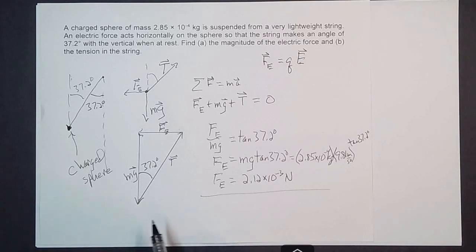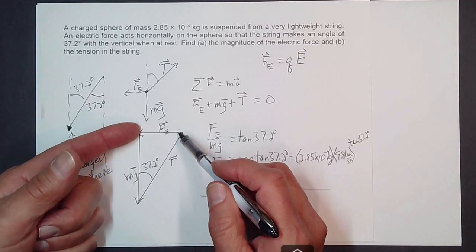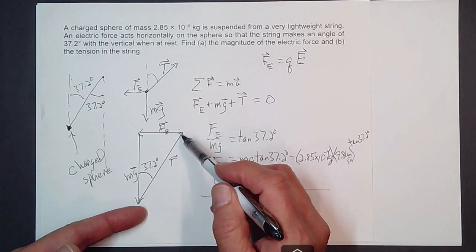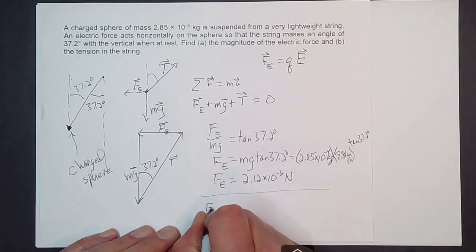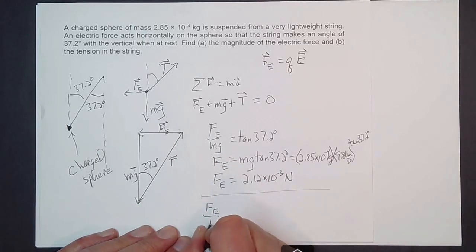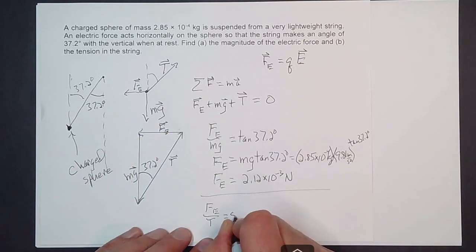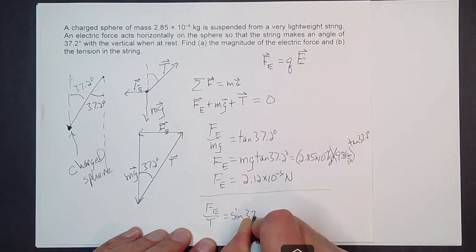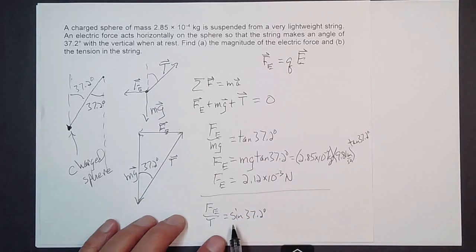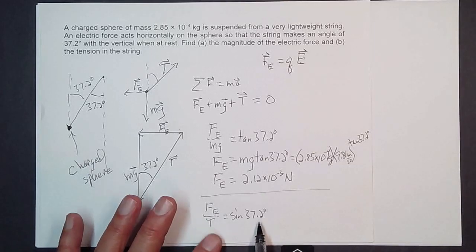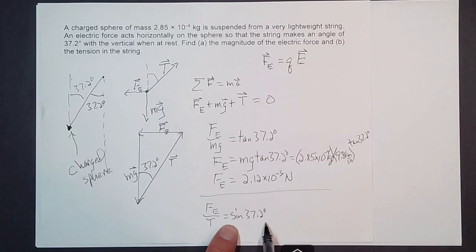Well, now that I know F sub E, I could look at this, and F sub E is the side opposite, T is the hypotenuse of that triangle, so F sub E over T is going to be the opposite over hypotenuse, which is the sine of 37.2 degrees. Okay, be careful when you do this. I can do this in my head, and I know that the tension is going to equal F sub E divided by the sine of 37.2.